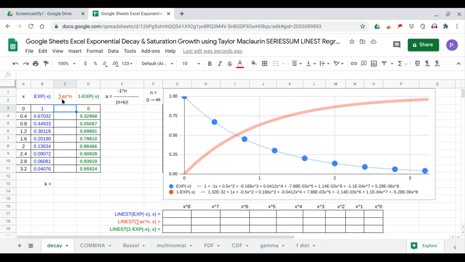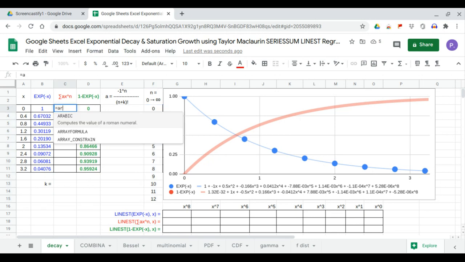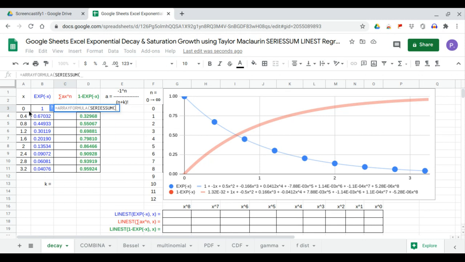So we begin with a times x to the power n, where n is from 0 to infinity: 0, 1, 2. So we go to the highest possible. 12 is good enough. And we enter the series sum. So array formula, series sum of the x values raised to the power n, where it starts from k, which is this value, k, incremented by 1, and the coefficient will be this range.